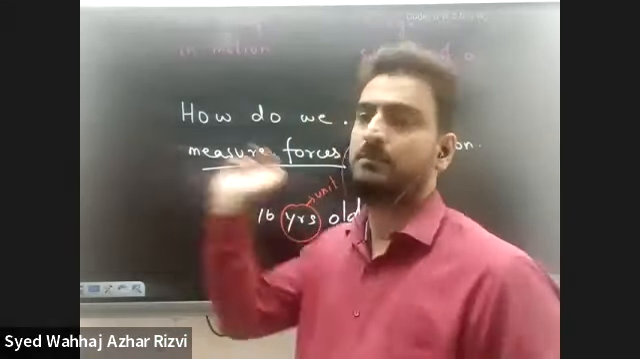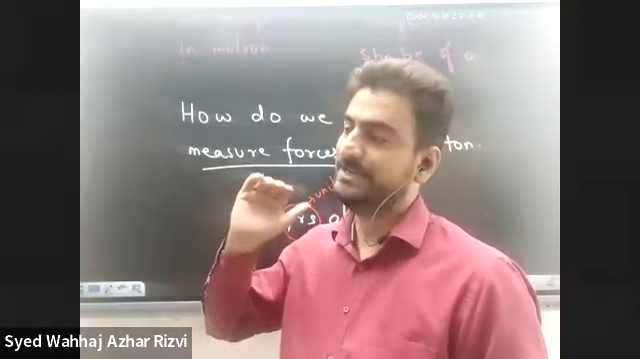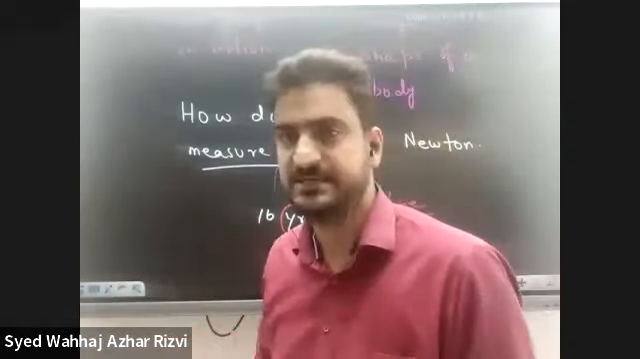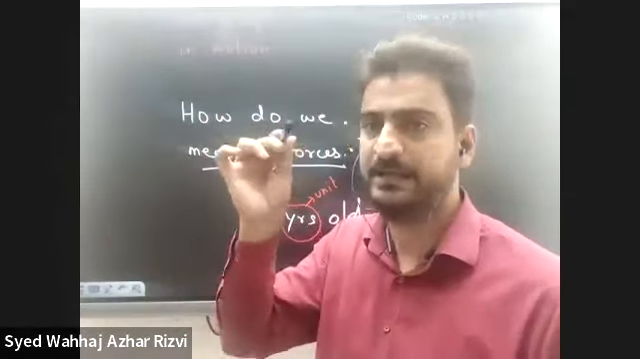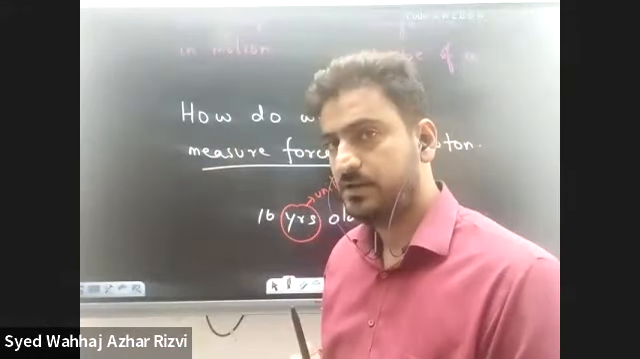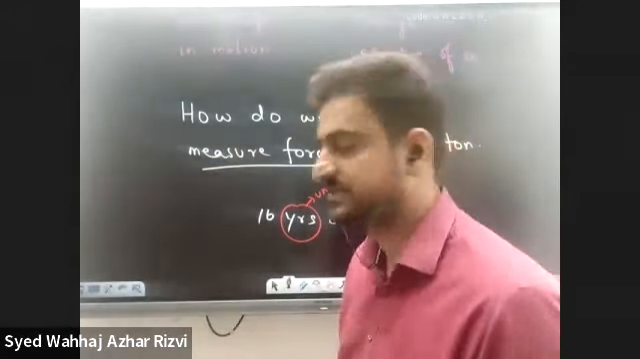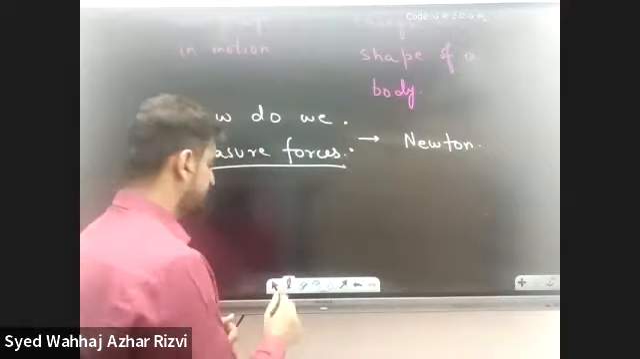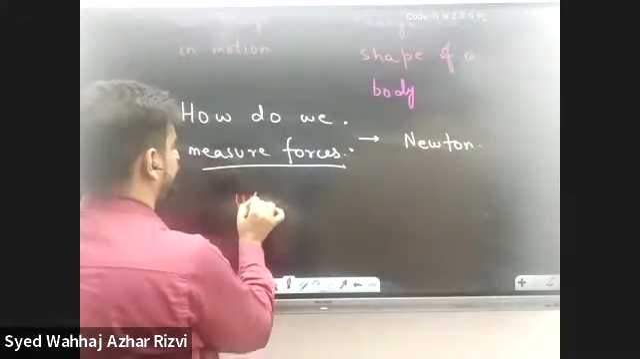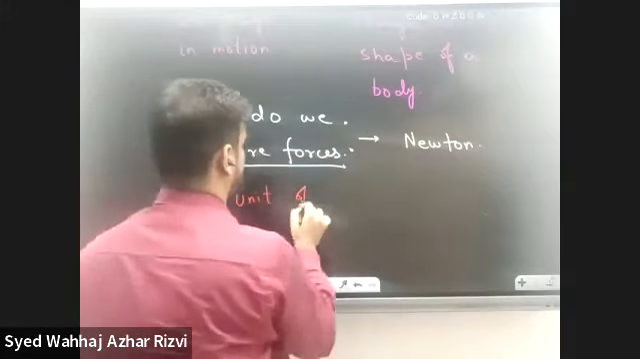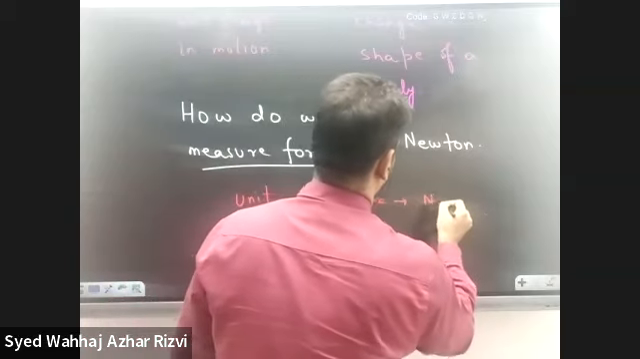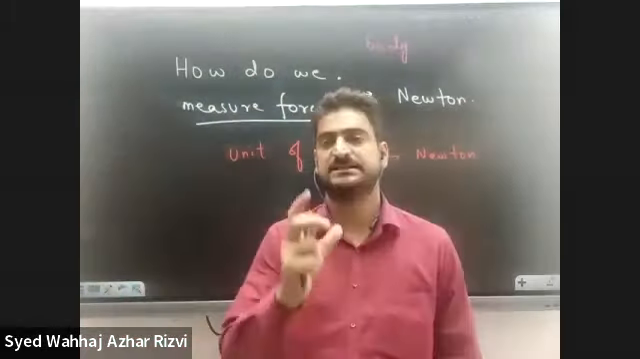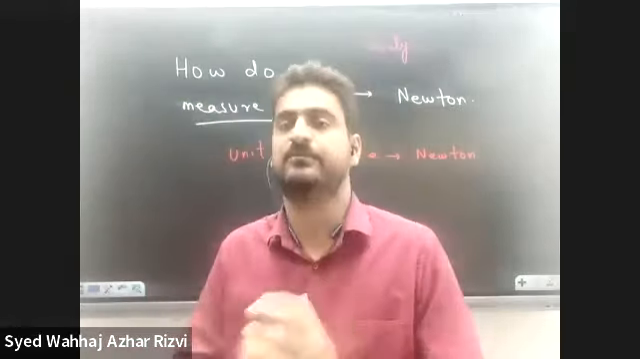If I throw a stone, it will hit the ground after some time. We are going to measure that time in seconds. I have this pen, I just leave it like that, it's going to hit the ground. The time it takes to hit the ground, we measure it in seconds. So second is also a unit of time. Similarly, the unit of force is Newton. And what does force do? Force either changes the state of motion of a body, or it changes the shape of a body.